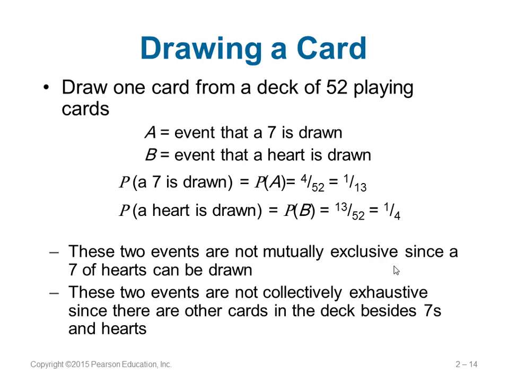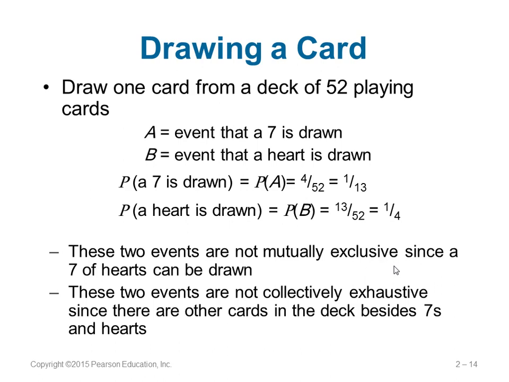Are these events mutually exclusive? This is the first question. Drawing a 7, drawing a heart. You can draw a card which contains number 7 as well as the heart symbol. That means these two events are not mutually exclusive.